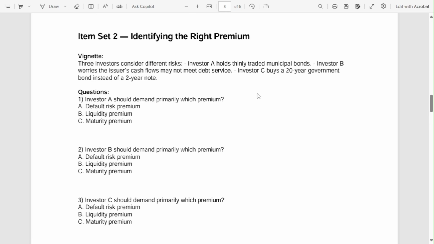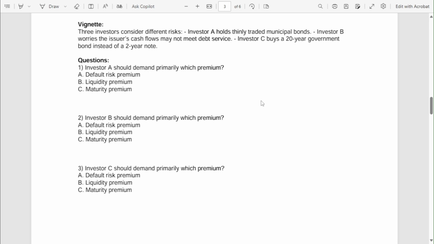Let us continue with the second item set. Three investors consider different risks. Investor A holds thinly traded municipal bonds. Well, municipal bonds are basically bonds issued by local governments like states, cities, and counties. Investor B worries the issuer's cash flows may not meet debt service. Investor C buys a 20-year government bond instead of a 2-year note. First question. Investor A should demand primarily which premium?